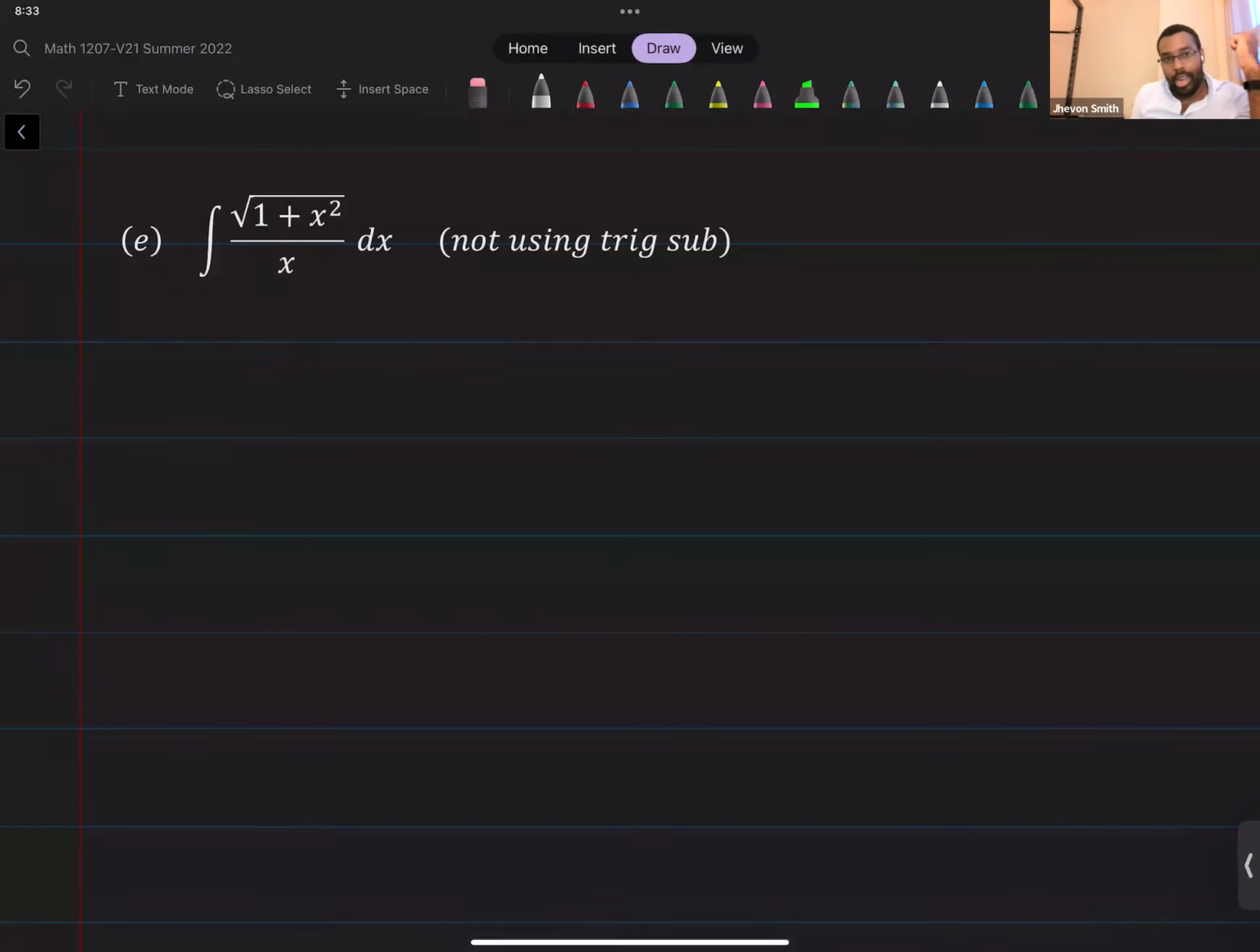Because again, I see this, the first thing I'm going to think, is it a basic rule? Is it in that chart that Jhevon gave us? No. Can I simplify this to be a basic rule? No. Like, I have stuff under a radical, there's an x on the outside, I can't like divide x into each part. It's not gonna help.